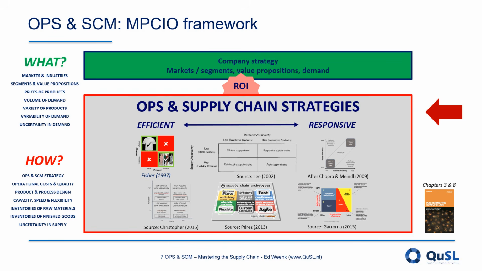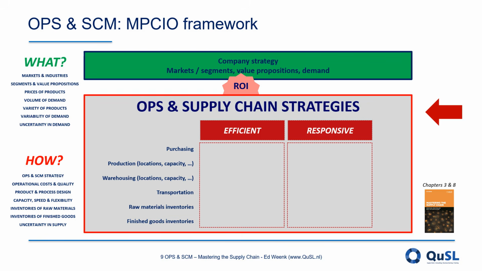In order for you to try and apply these basic strategies, you could think about the following questions after the video by filling out the table. What would the efficient and responsive strategies mean for operations and supply chain building blocks such as purchasing, production, warehousing, transportation, and inventories? Which differences would you expect to see?